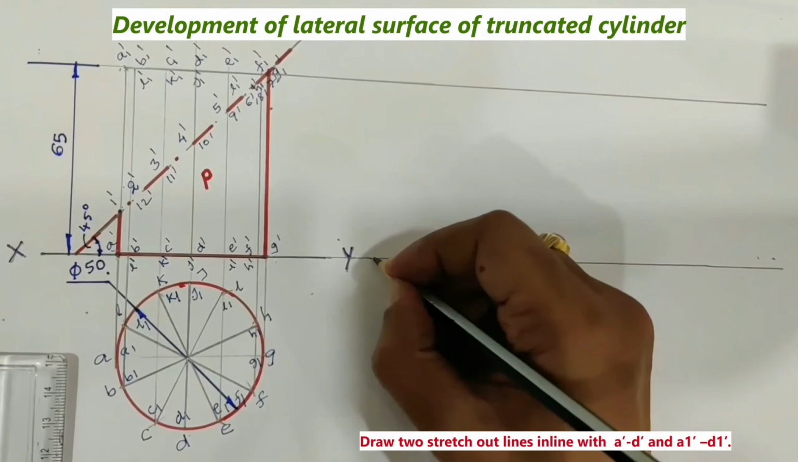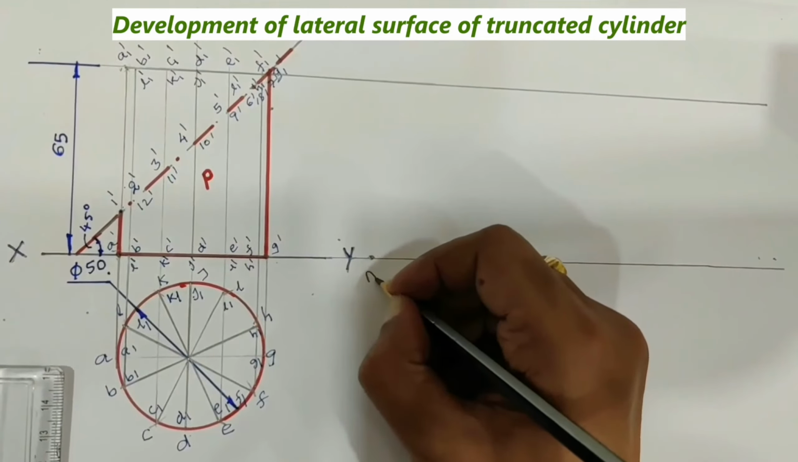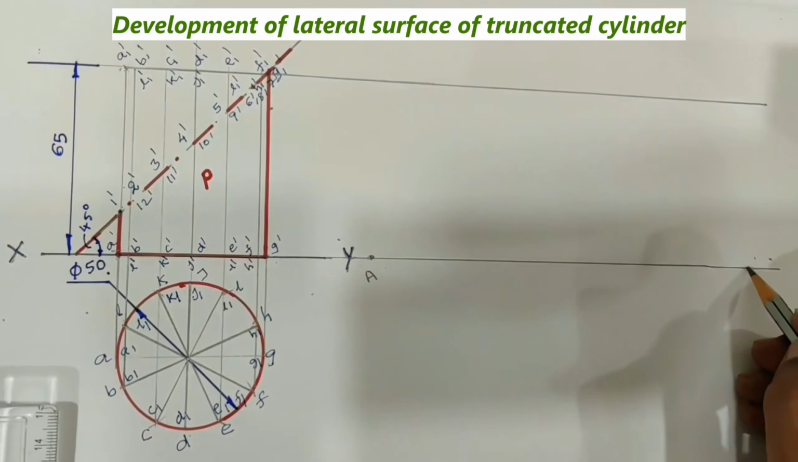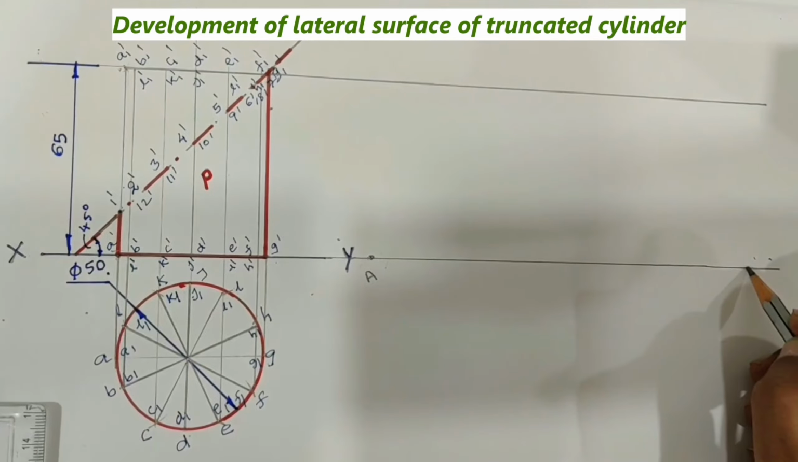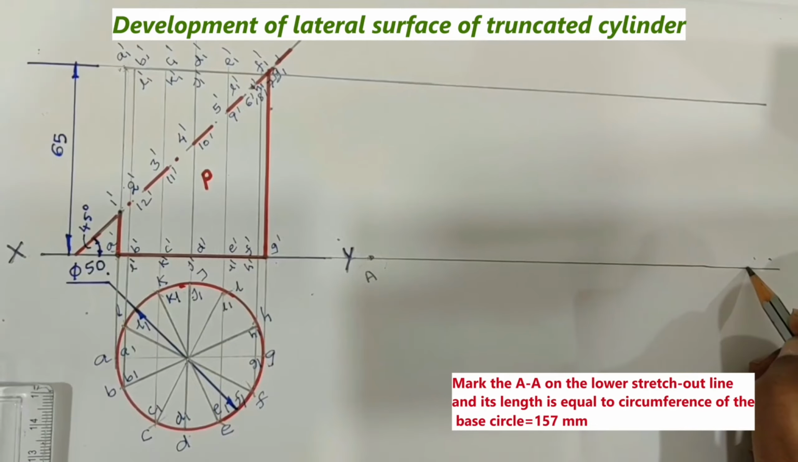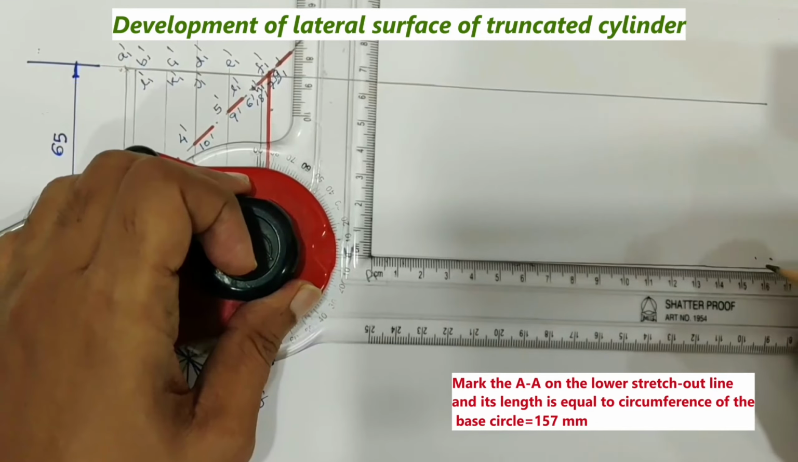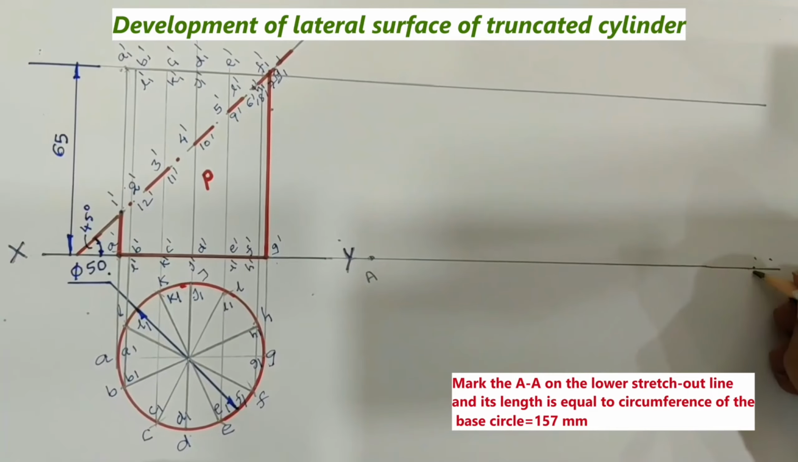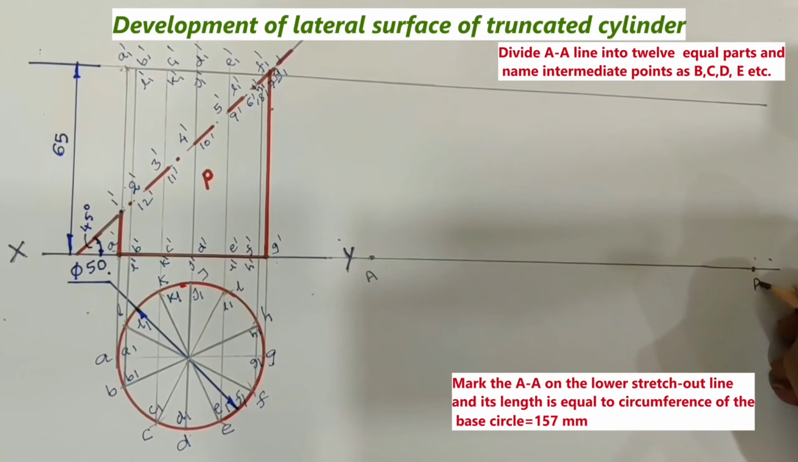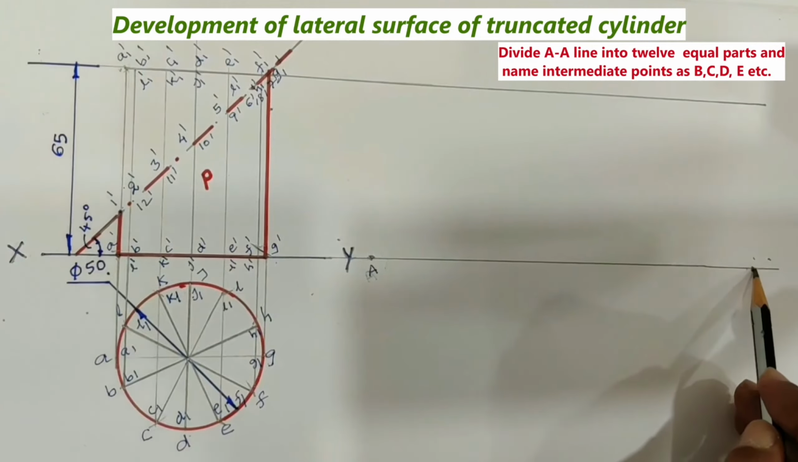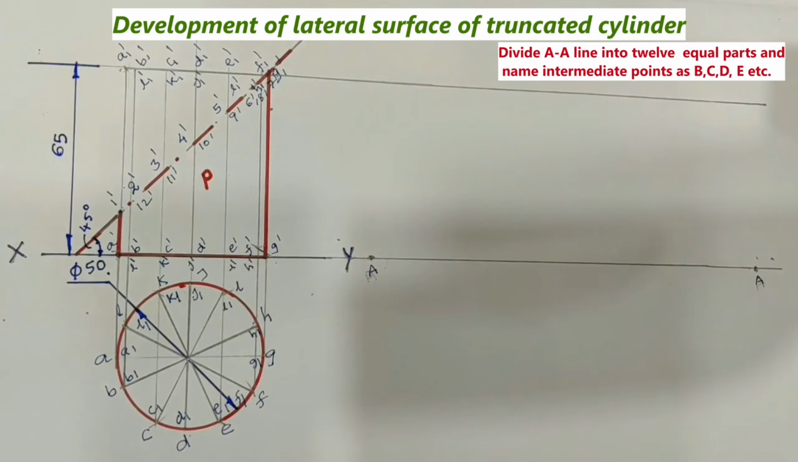After that, locate a point A, and another point A here, so that the A to A distance is equal to the circumference of the base circle of the cylinder, that is 157 millimeters. Divide the A to A line into 12 equal parts by using the concept of dividing a line into equal parts.